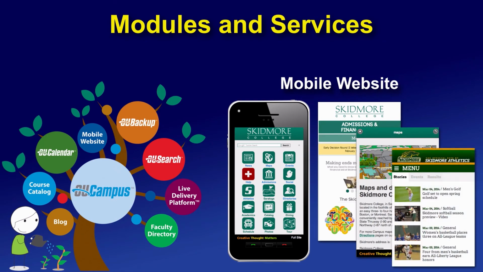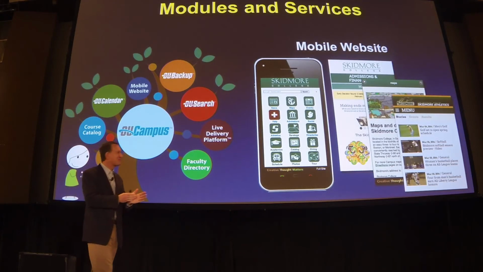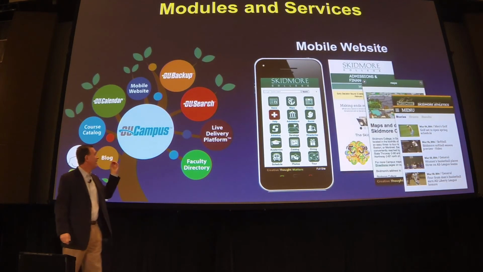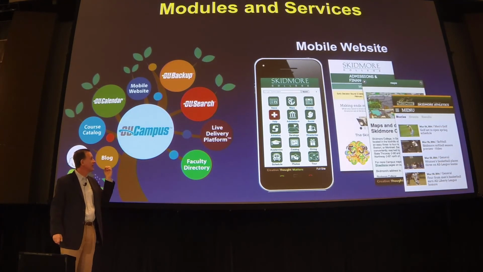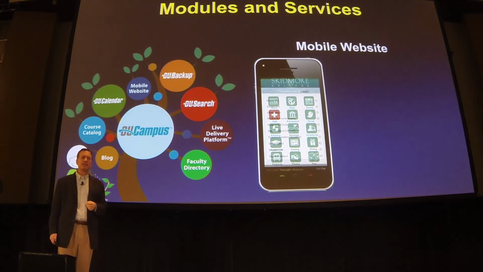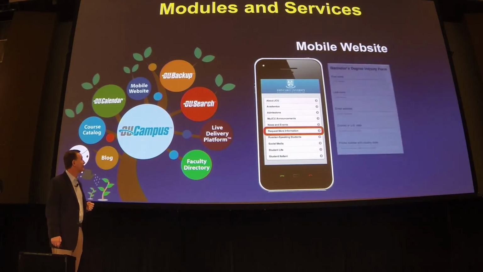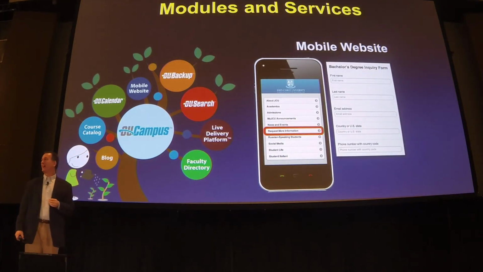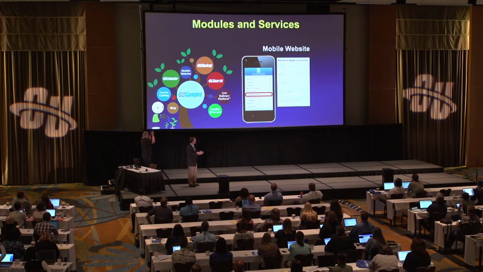Another beautiful site, admissions pages, maps, athletics pages, all beautifully designed, simple, easy to drop in and use right away in OU Campus. Another example from our friends at John Cabot. John Cabot here, all the way from Italy.